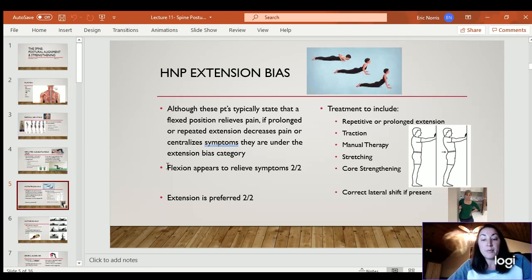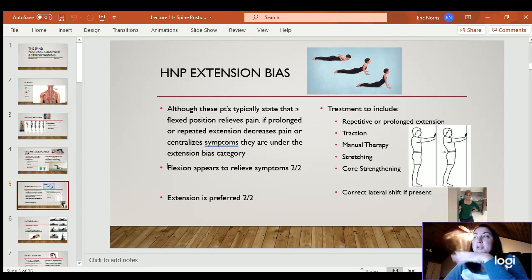So that is why we treat it with extension, because over time, if it's pushed itself to the back, it keeps falling off. Then if you can push it to the front by doing repeated extension and get it more in the middle of the disc, there's no longer that impingement happening and it's less painful.